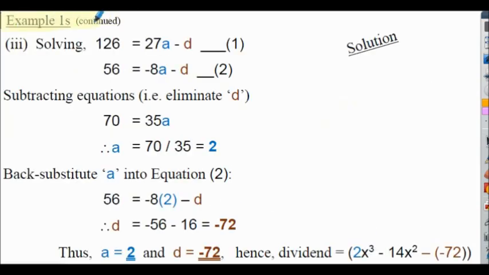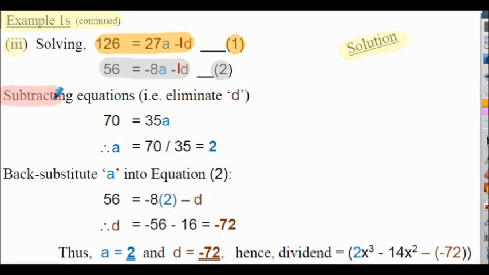So example 1s, solution continued. Step 3, as I've labelled it here, now we're going to solve the equations. So here's equation 1 from our previous slide, here's equation 2. We can solve this by elimination. Notice the coefficient of d, both 1. We don't write the ones, but there is actually a 1 in front of the d in both equations, so the coefficients of the d terms are the same.